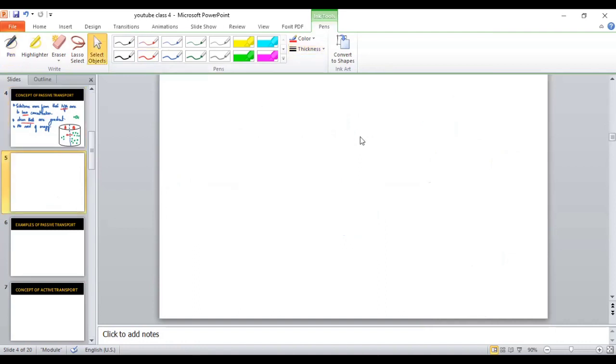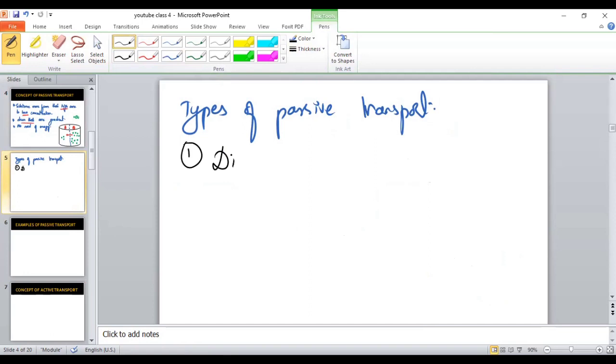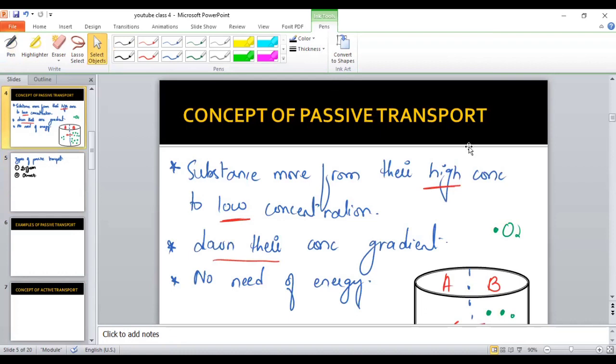So there are two types of passive transport. Number one, we have diffusion. And secondly, we have osmosis. Both are types of passive transport. So the basic concept is the same: the substances move from high to low concentration, down their concentration gradient, and no energy is needed.